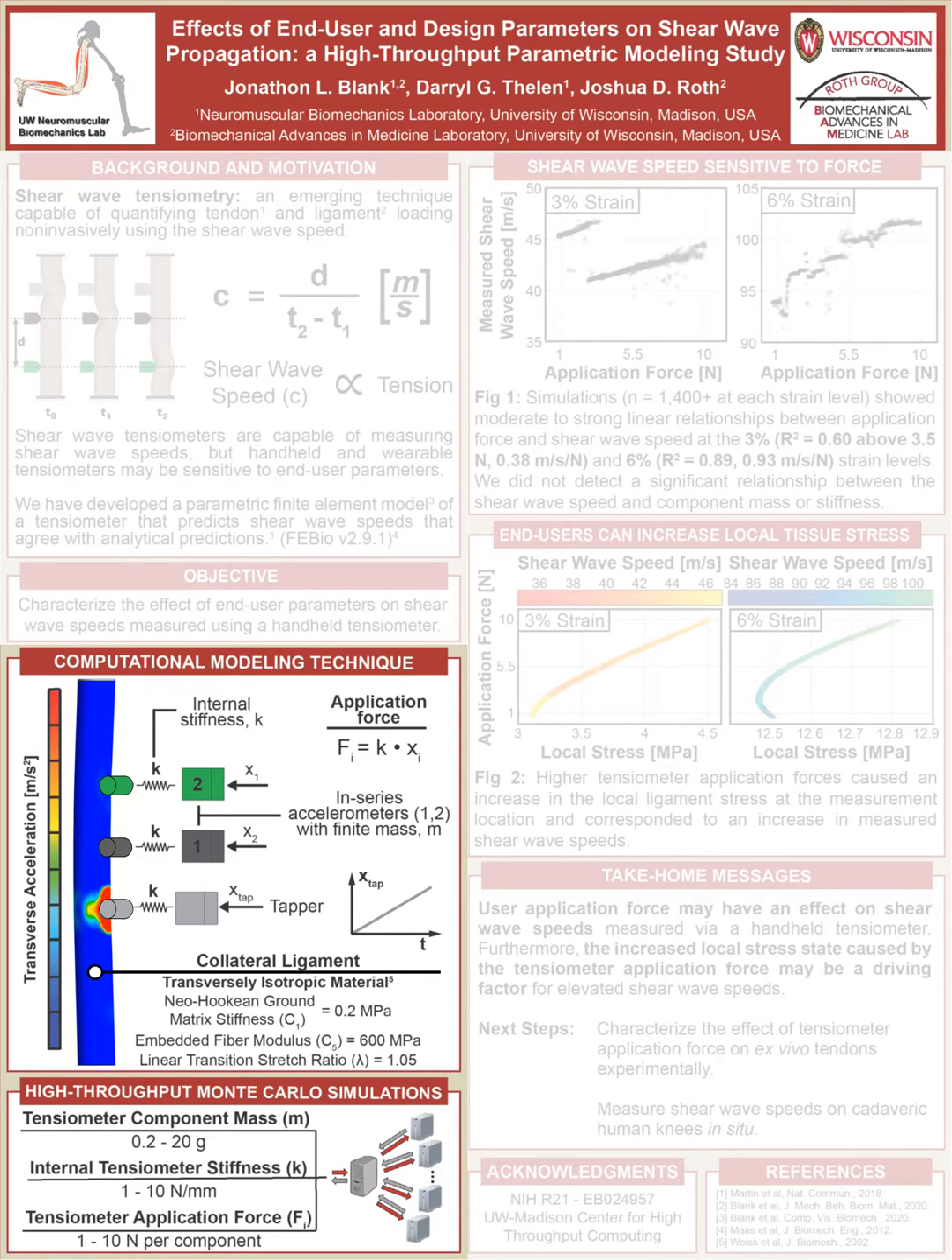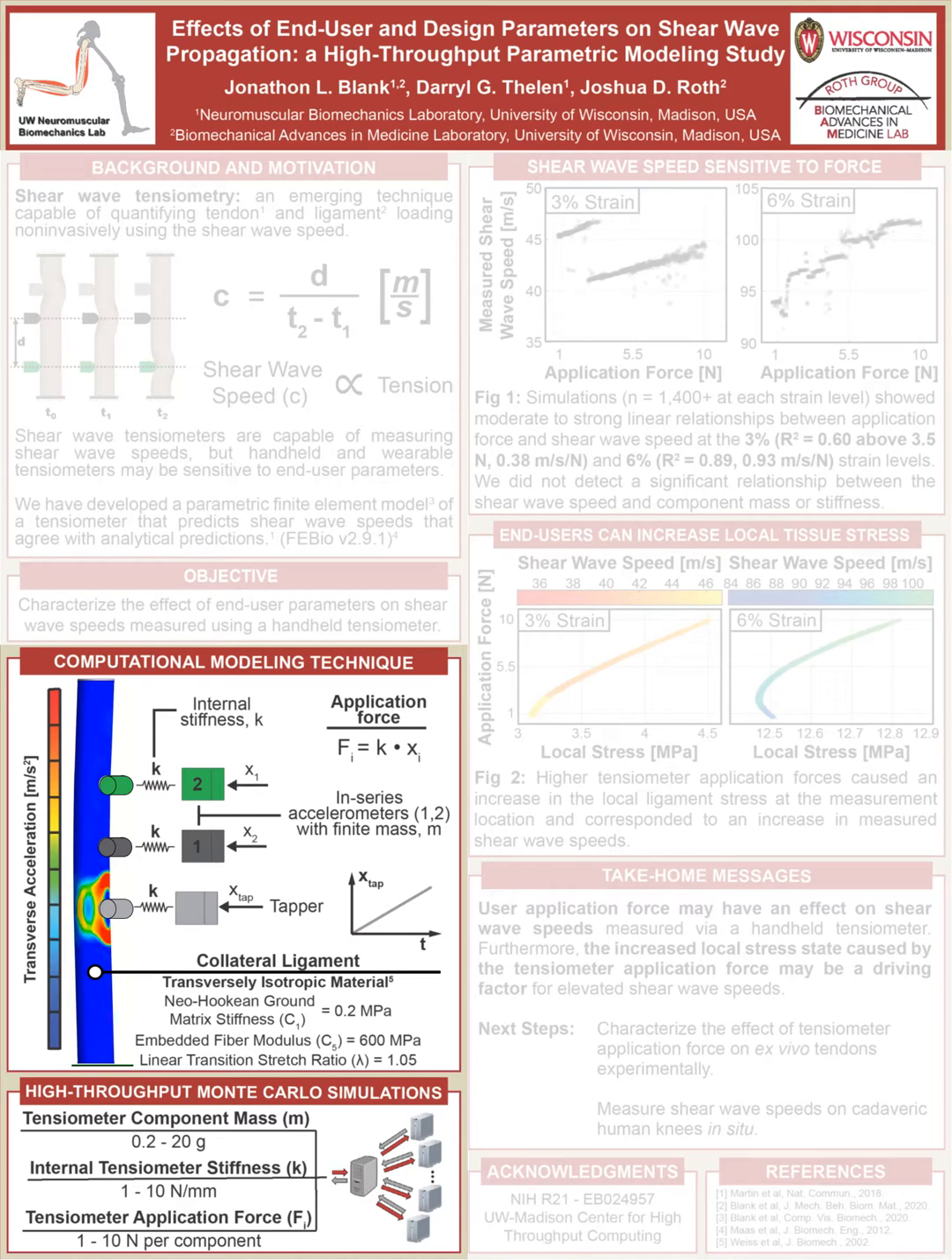Our parametric finite element model consists of a transversely isotropic collateral ligament and a multibody tensiometer. The tensiometer was modeled as a set of 3 rigid bodies corresponding to the tapper and 2 in-series accelerometers. The tensiometer mass was modulated by changing the mass of the rigid bodies, the internal stiffness was represented using a spring damper, and finally, the application force was changed by changing the displacement of the rigid body components into the ligament.